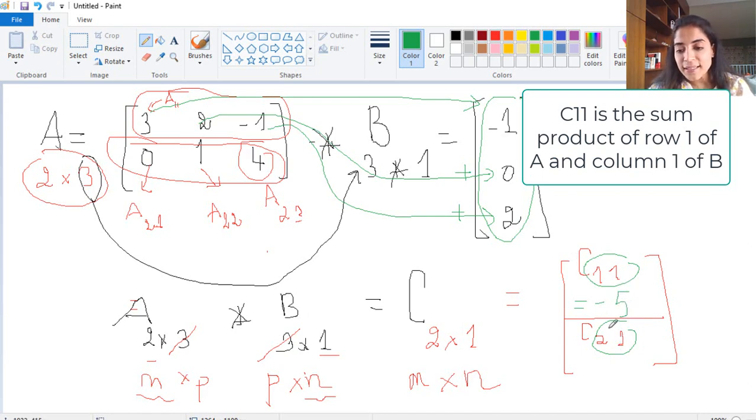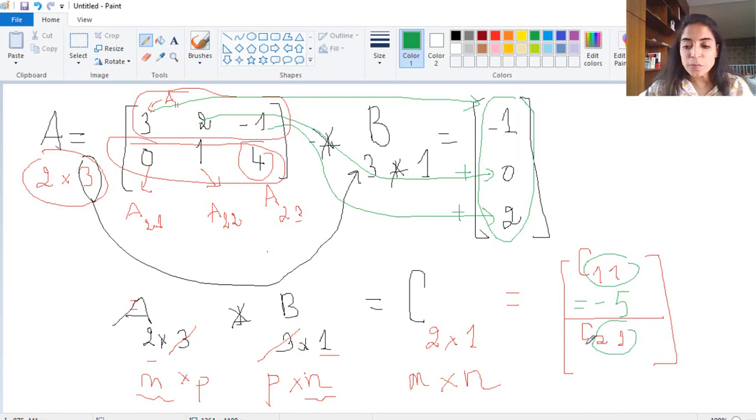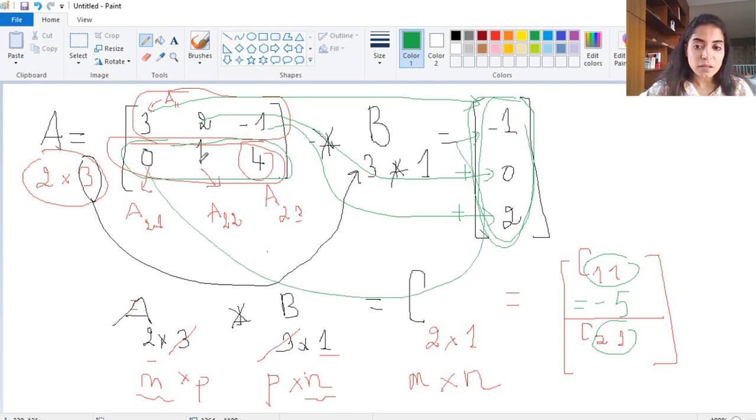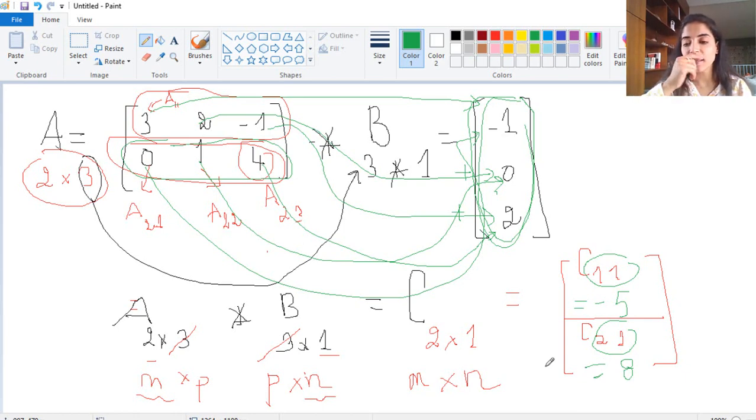Now here my element is C21, which means it is the sum product of the second row of A with the first column of B. Alright? So it is 0 times minus 1 plus 1 times 0 plus 4 times 2. So 0 times minus 1 is 0, plus 1 times 0 is 0, plus 4 times 2, which is 8. So this is C. C is minus 5, 8, a 2 by 1 matrix. So this is how you can do the product.